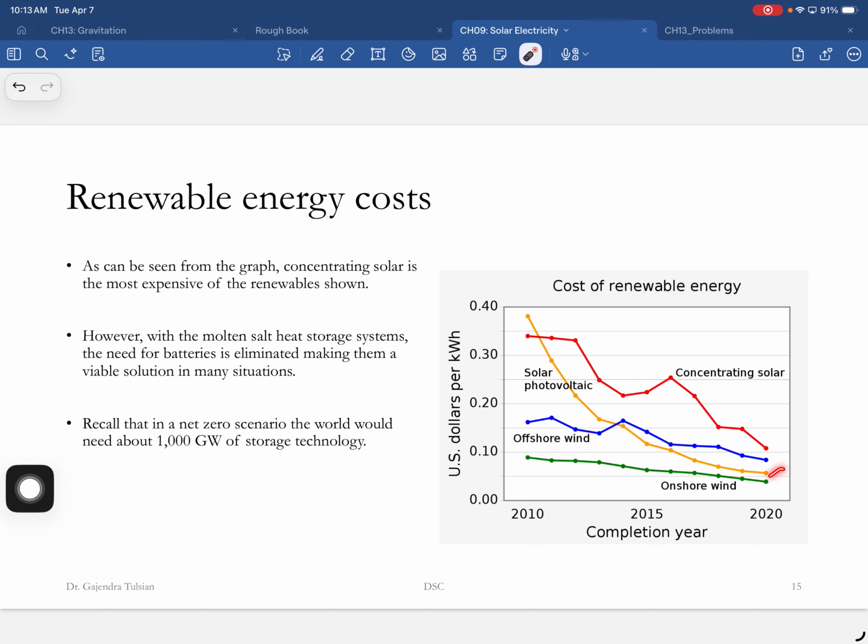What is the biggest advantage of all these guys? Clean energy. No fuel costs and no carbon footprint. Okay. In a net zero scenario, the world would need about 1,000 gigawatts of storage technology. With the molten salt heat storage system, the need for batteries is eliminated, making them a viable solution in many situations.